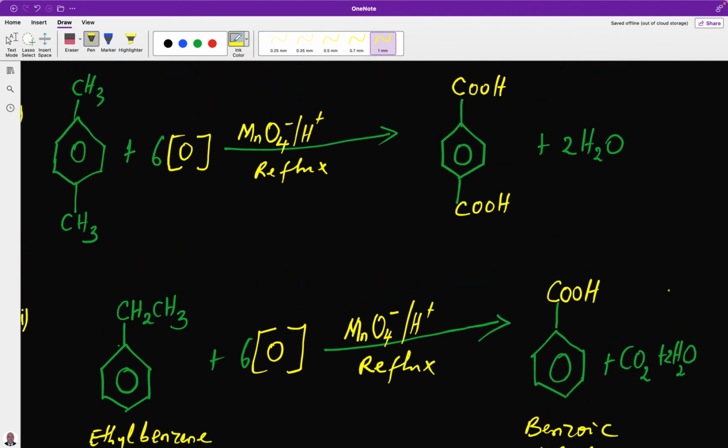If we now change the alkyl group from a methyl group to an ethyl group, now it's ethylbenzene, and under the same reaction condition, we oxidize it. Only one of the carbons on the side chain will be oxidized to a carboxylic acid group. The other carbon will be converted to carbon dioxide and water. So do not be confused if given a methyl group, an ethyl group or a propyl group. Remember that only one of the carbons is oxidized to a carboxylic acid group. The rest are converted to carbon dioxide and water.